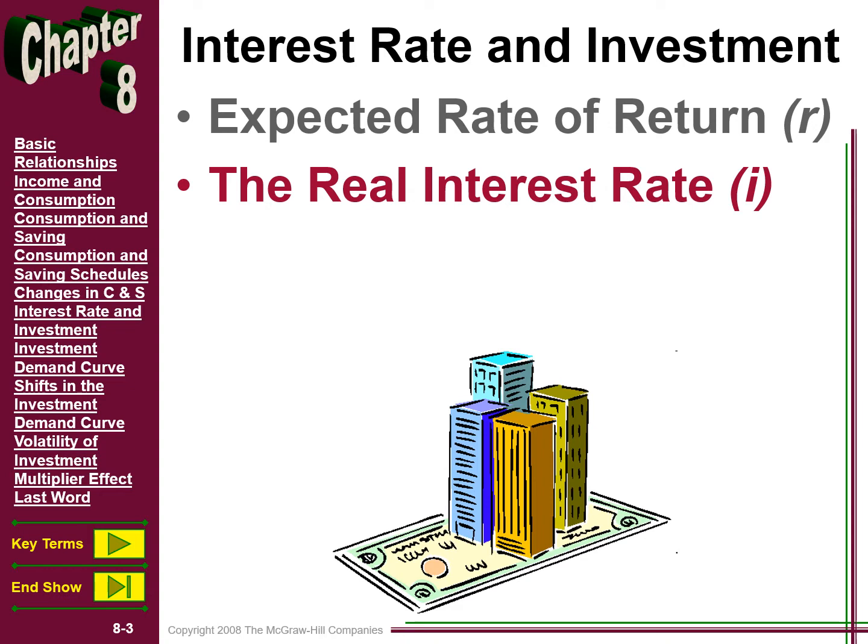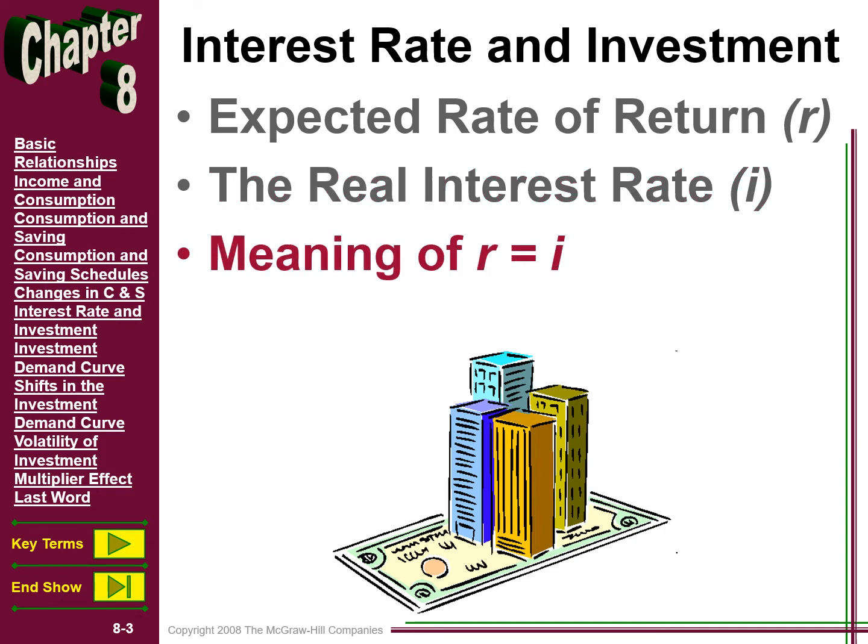4% is not your actual rate of return. That's the nominal rate. The real rate of interest is the nominal or stated rate minus the expected rate of inflation over that time period. So if inflation averages 2% over that time period, the real rate of interest is the stated or nominal rate, 4%, minus the 2% on the agreement. So the real rate of interest is 2%.